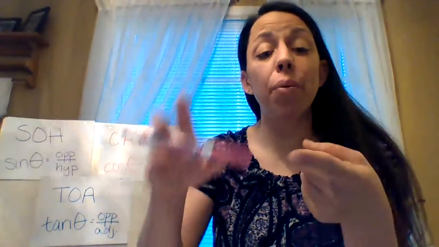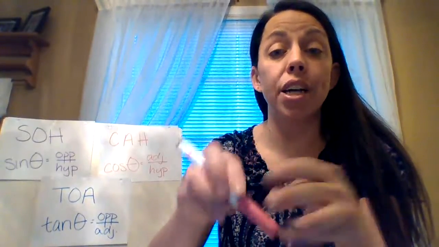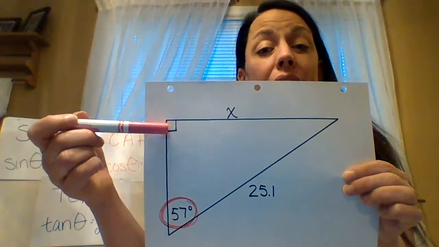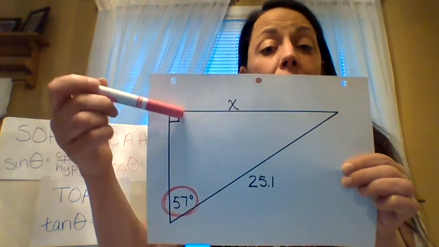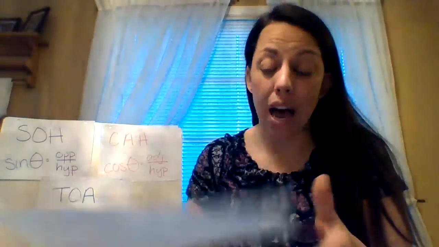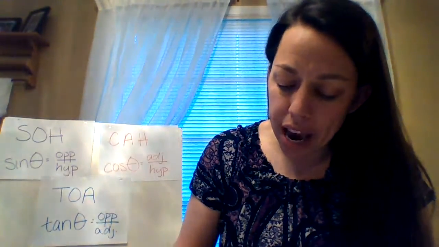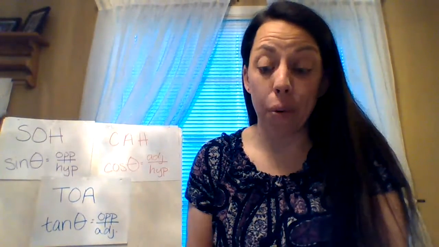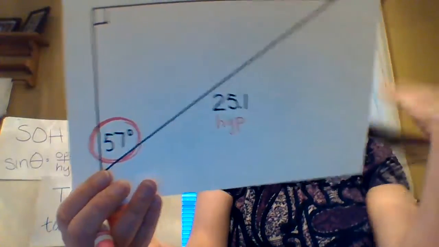We need to figure out my words: hypotenuse, opposite, adjacent. Remember, hypotenuse deals with the right angle. So I'm going to find my right angle. That's right here. I'm going to go across from it. So 25.1 is my hypotenuse. I'm going to write HYP right next to that number 25.1. Okay? So we figured out my hypotenuse.